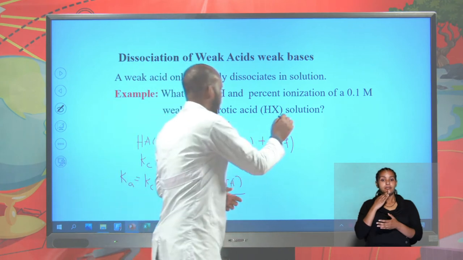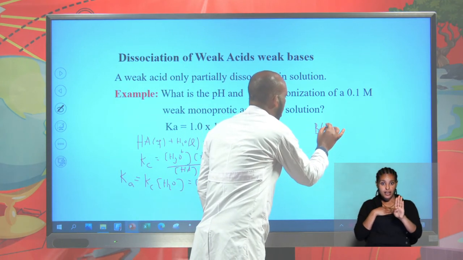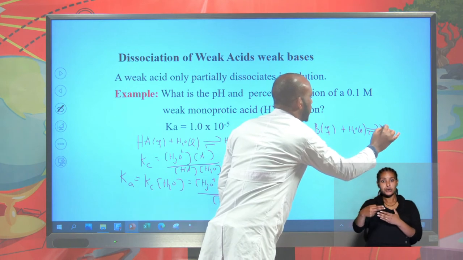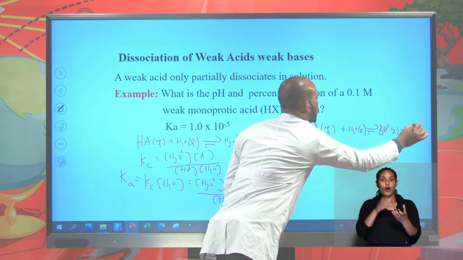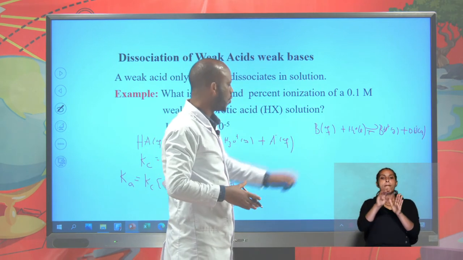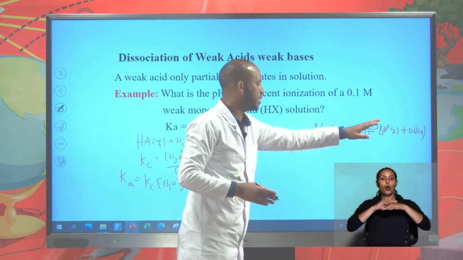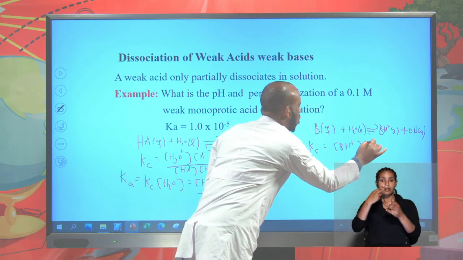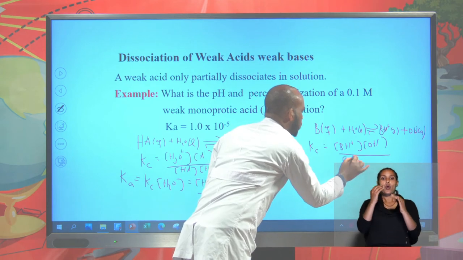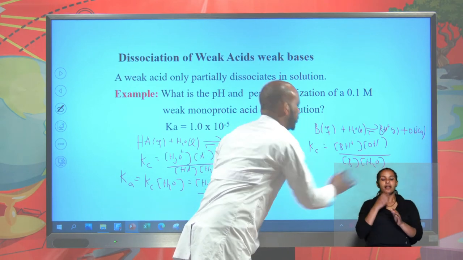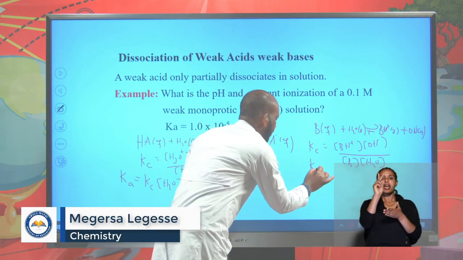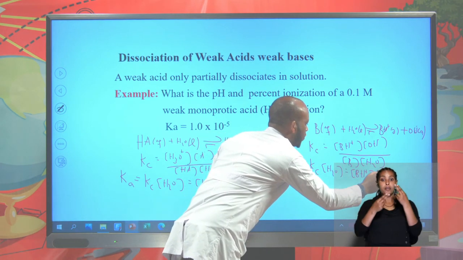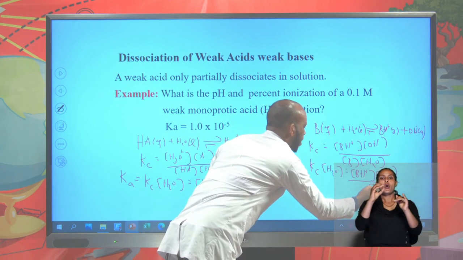For a base, the weak base B in water, aqueous, plus water, H2O liquid, forms BH plus aqueous plus OH minus. Using the law of mass action, we can write the equilibrium constant for this equilibrium reaction. Kc equals the concentration of BH plus times the concentration of OH minus divided by the concentration of base times the concentration of water. We can write this as Kc times the concentration of water equals the concentration of BH plus times the concentration of OH minus divided by the concentration of base.